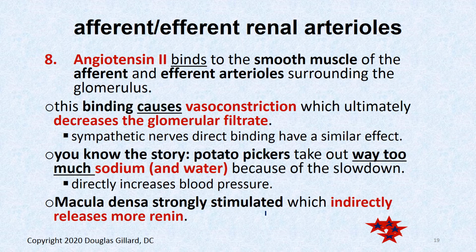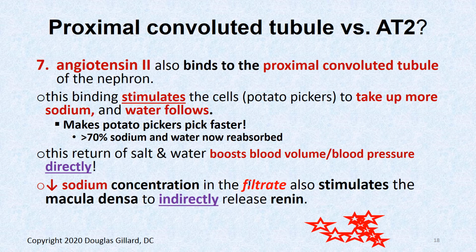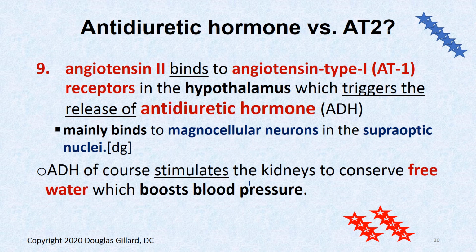What else does it do? Yep, it does even more. Angiotensin binds with the smooth muscle of the afferent arteriole. Oh, I just said this. Afferent arterioles around the glomerulus. Binding causes a vasoconstriction. Everything I just said. Did I go backwards? Or well, how did that get out of place? I don't know what happened.